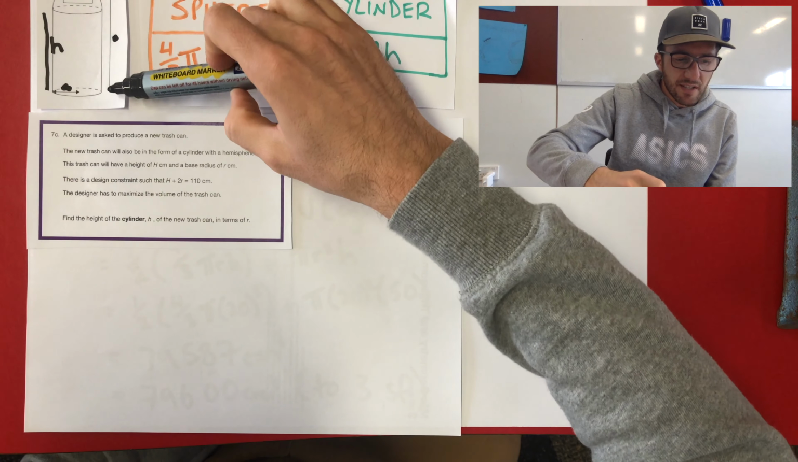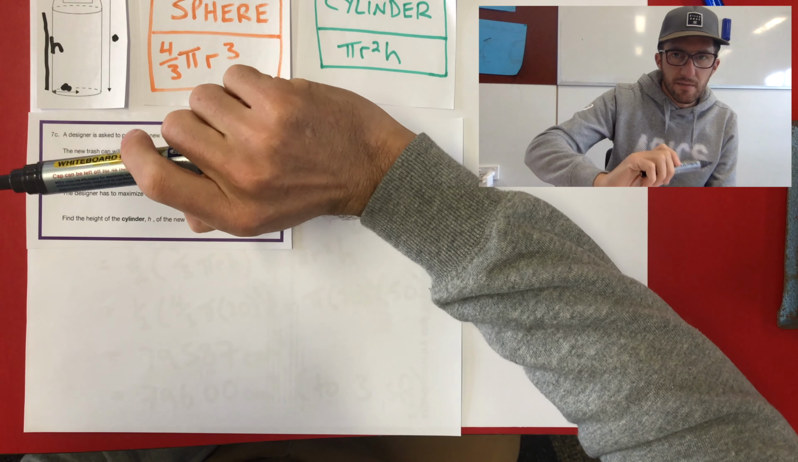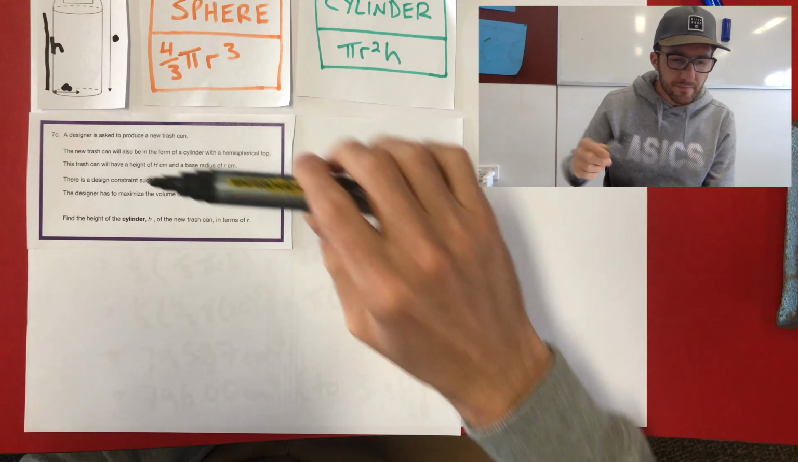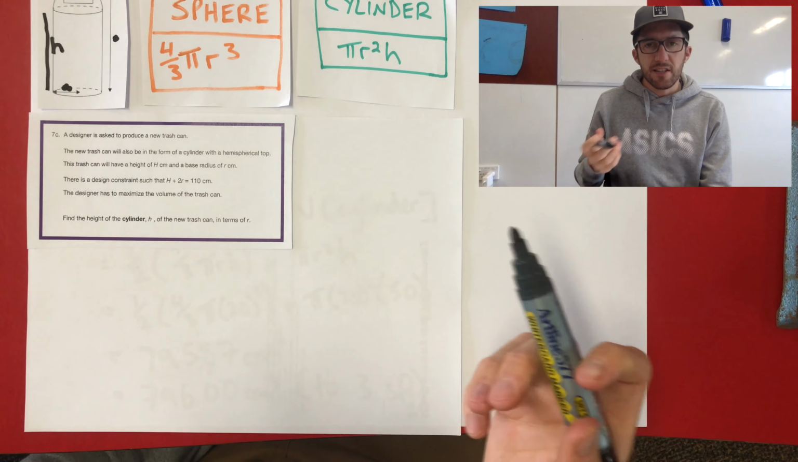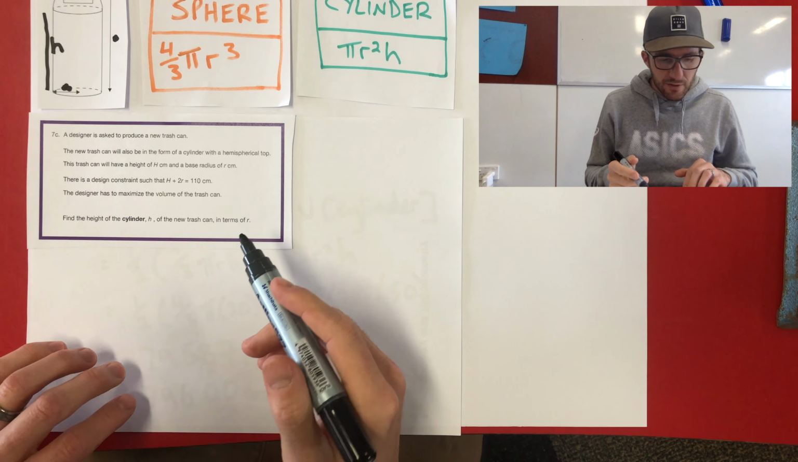So if we go 70, take 20, then that sort of cut off that hemisphere on the top and just left us with 50 for our cylinder. So we're going to do the same thing again, except we haven't got any numbers to work with. We're going to be left with just formulas.